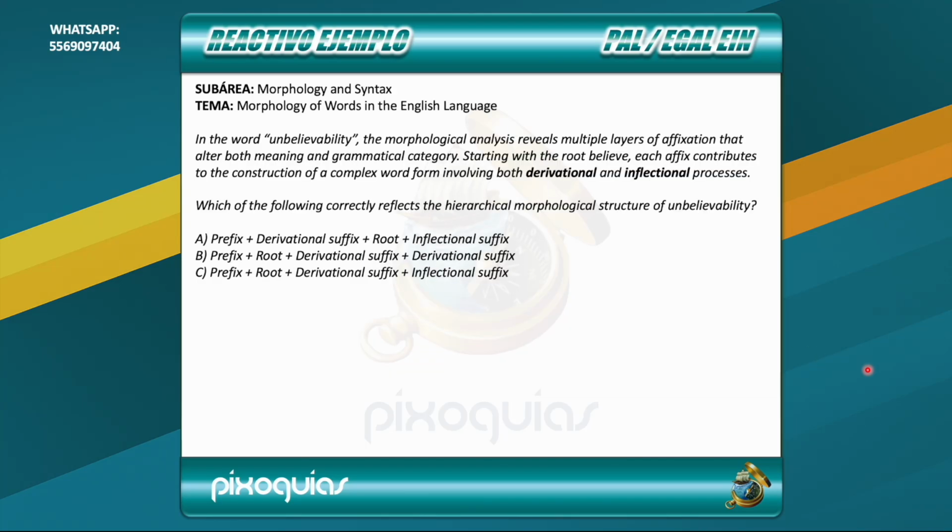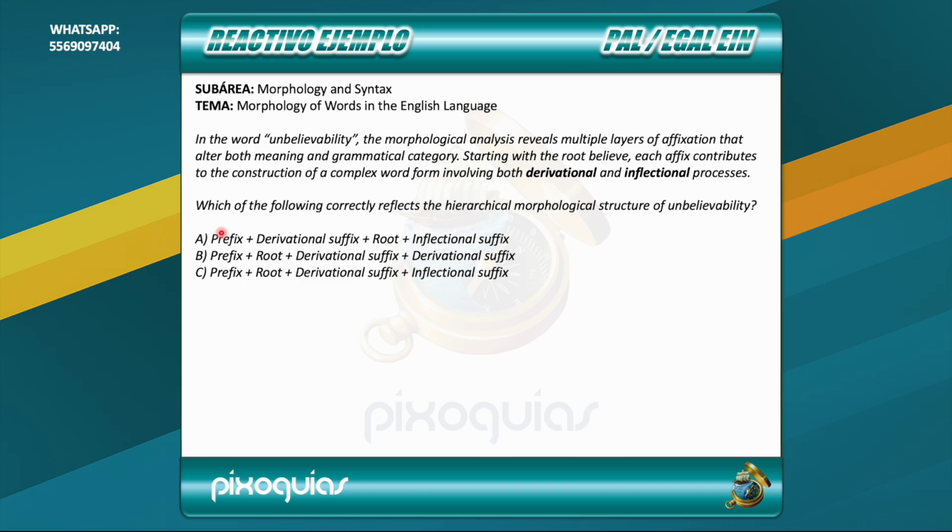Now we have another exercise of morphology and syntax with the topic Morphology of Words in the English Language. In the word unavailability, the morphological analysis reveals multiple layers of affixation that alter both meaning and grammatical category. Starting with the root believe, each affix contributes to the construction of a complex word involving both derivational and inflectional processes. Which of the following correctly reflects the hierarchical morphological structure of invalidability?